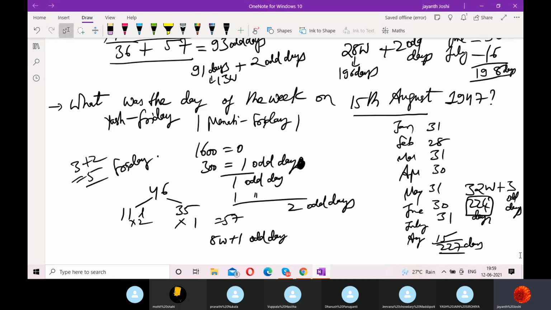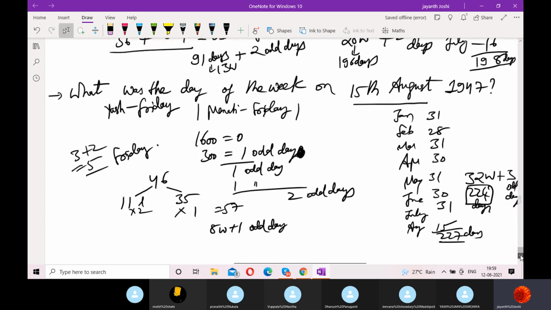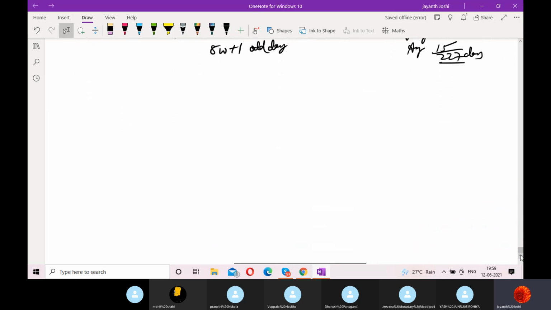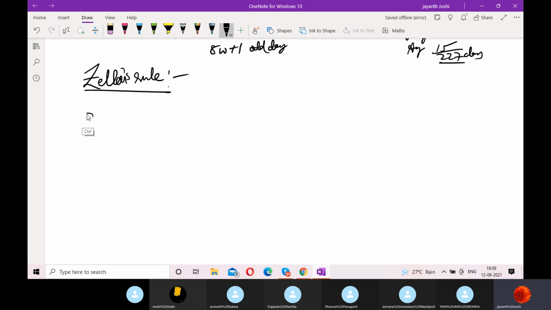Okay, now do this question. See, I'm giving you a particular formula for how to do calendar questions within a very short span of time. That is with the help of Zeller's rule. So first you should learn the formula of Zeller's rule.